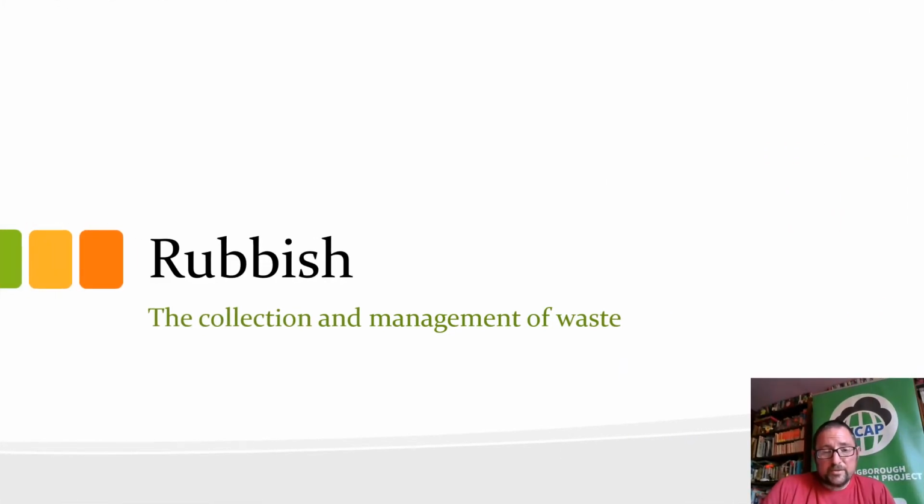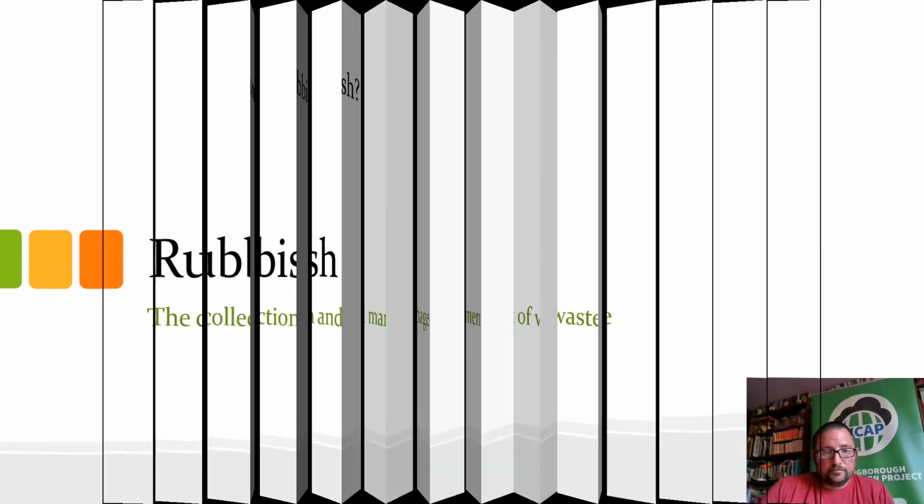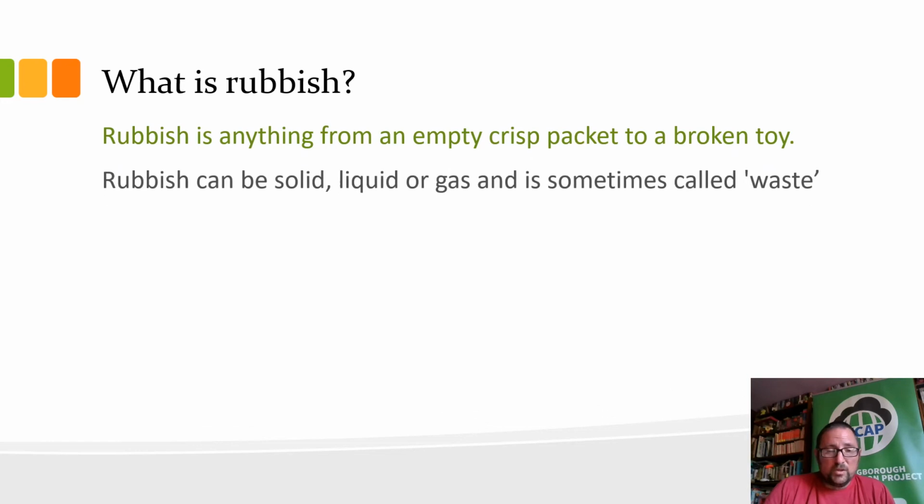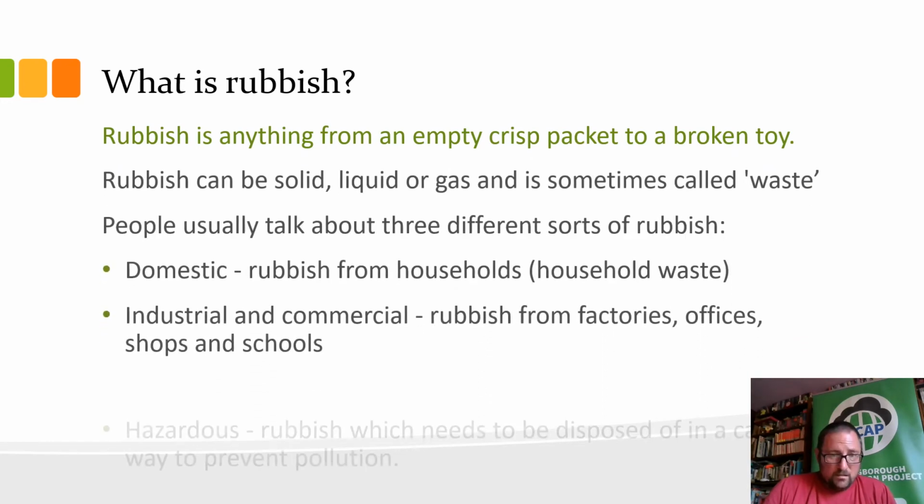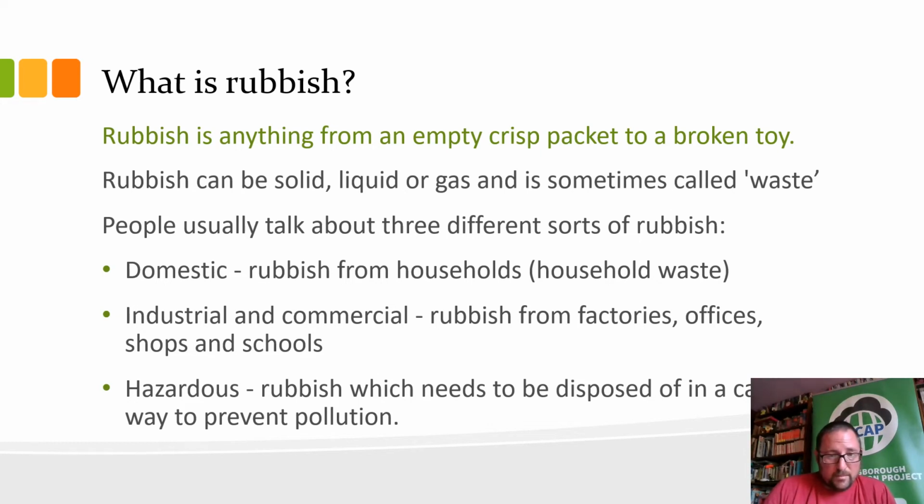Of course, that's a lot of rubbish, and somebody's got to collect it. So this section is all about the collection and management of waste. It's important to look at what is rubbish. Rubbish is anything from a crisp packet to a cigarette butt to a broken toy. Rubbish can be solid, it can be liquid, it can be gas, and it's sometimes just called waste. People usually talk about 3 different types of rubbish: domestic, from households; industrial or commercial, from factories, offices and shops; hazardous, rubbish that needs to be stowed carefully to prevent pollution.